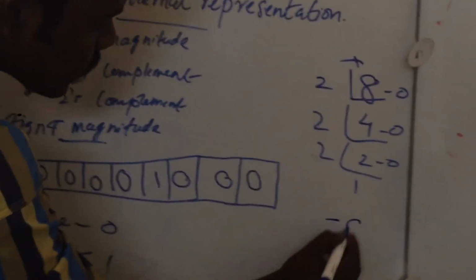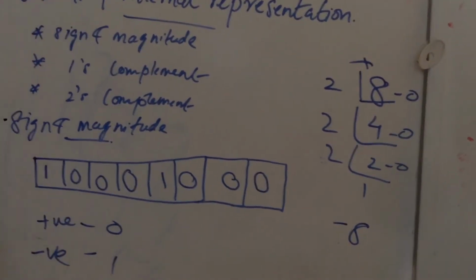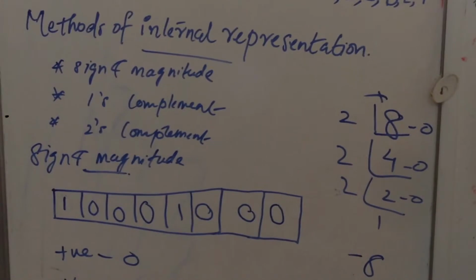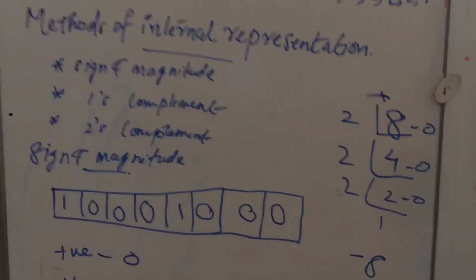If we are going for minus 8, the only difference will be in the sign location. It will be 1. This is sign and magnitude representation. Then we are going for one's complement.